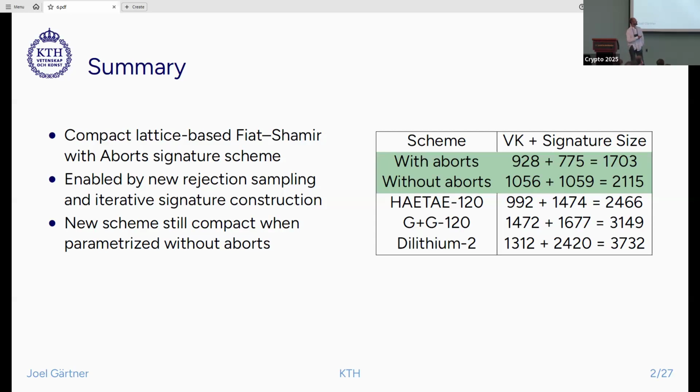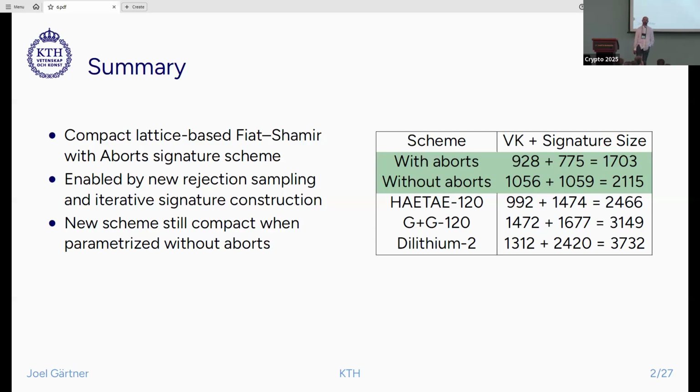As you can see in this table here, we have a signature size which is less than 1/3 of that of Dilithium, and a combined verification key and signature size which is less than half of that of Dilithium. And this new compactness is enabled by a new rejection sampling method and a new iterative signature construction.